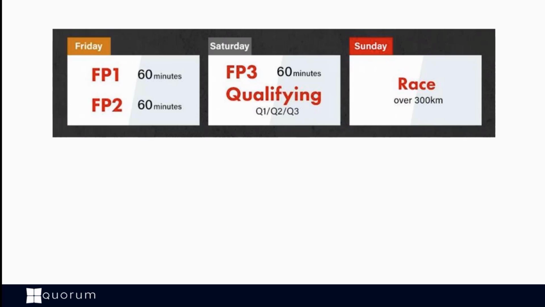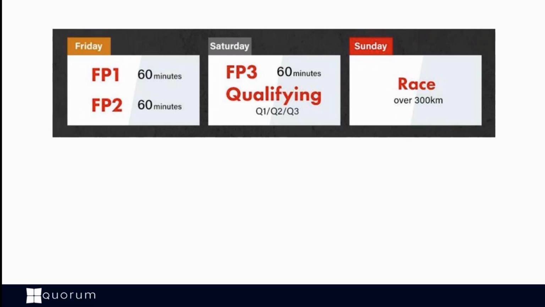A usual F1 weekend consists of about 2 hours of practice on the Friday, an hour of practice on the Saturday, continued by an hour of qualifying where they try to set the grid for the Sunday: who can go fastest, who starts where on the Sunday, where they race. Over 300 kilometers, it happens to be around 2 to 3 hours for a race.